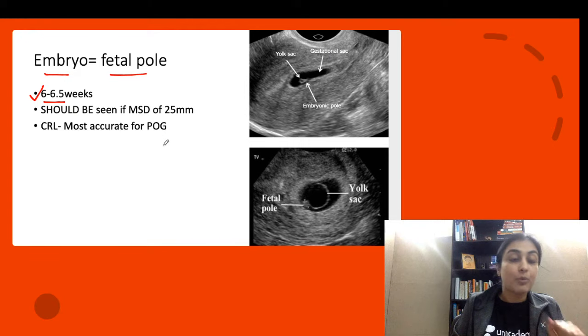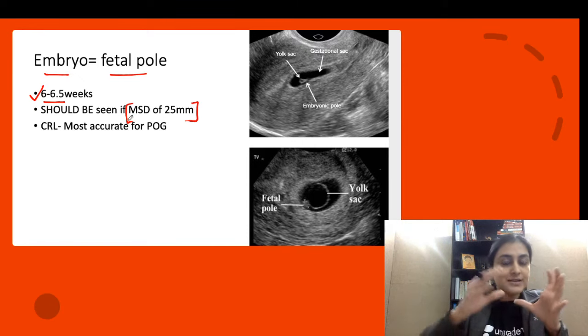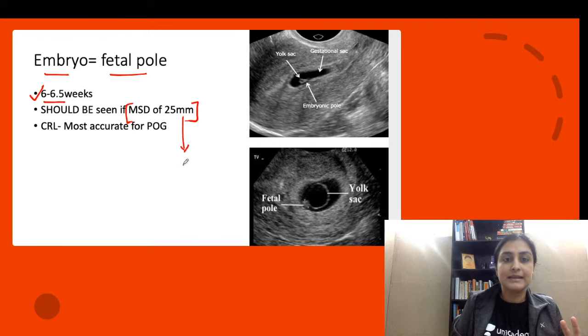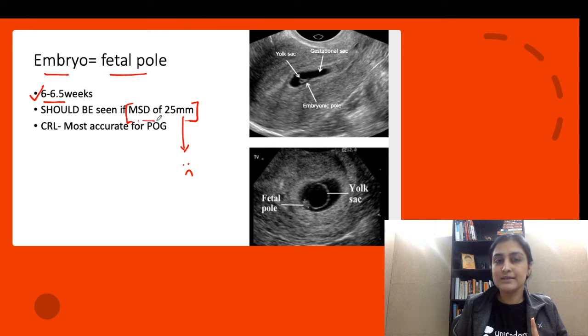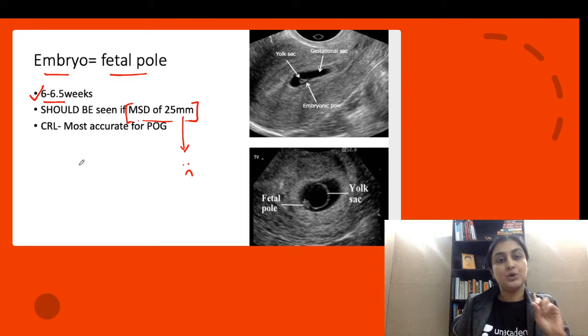And one very important point: I should be able to see the embryo or the fetal pole when the mean sac diameter is around 25 millimeters. Alright, extremely important. Once the sac assumes this size of around 25 mm, I should be able to see the embryo. The embryo must now have come. Otherwise, this is a poor prognostic sign. This is a sign that there is early pregnancy failure. I will be talking about this, but for now remember, once this sac assumes a size of 25 mm, you need to know that the embryo should be seen.